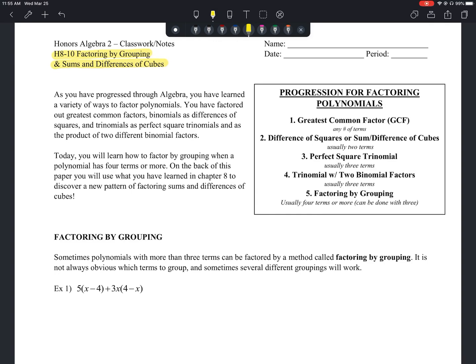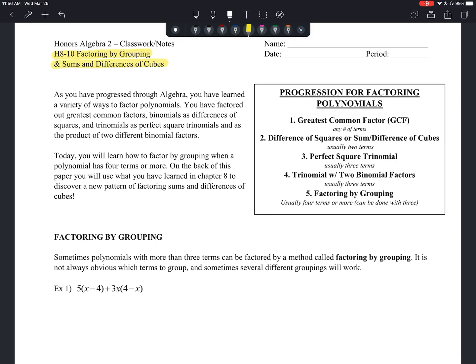This wasn't really part of our original lesson plan to teach you about factoring by grouping, but I figured why not throw it in there because it's kind of related to some of the other concepts that we've been doing. So I'll go ahead and just read the prompt along with you here. It says, as you have progressed through algebra, you have learned a variety of ways to factor polynomials. You have factored out greatest common factors, binomials as differences of squares, and trinomials as perfect square trinomials and as the product of two different binomial factors.